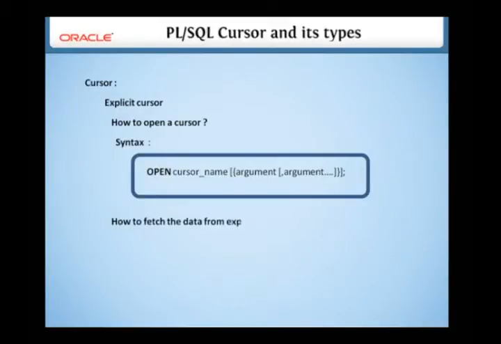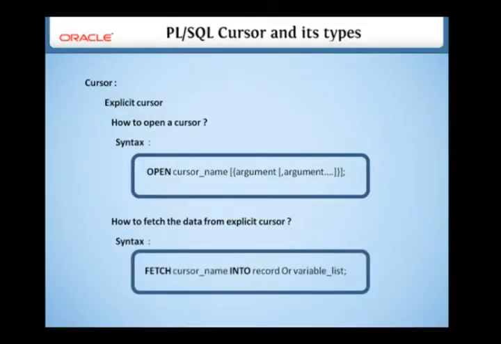Now, let's see how to fetch the data from an explicit cursor. A fetch statement is used to fetch the data from a cursor to a local variable. To retrieve all the records from the result set, every row must be fetched to the local variable. And now we will see the syntax for the fetch command. Fetch cursor name into record or variable list. Here, fetch and into are key words. Cursor name is the name of the cursor as declared and opened. Record or variable list specifies the local variables, where we want to store data from the cursor.